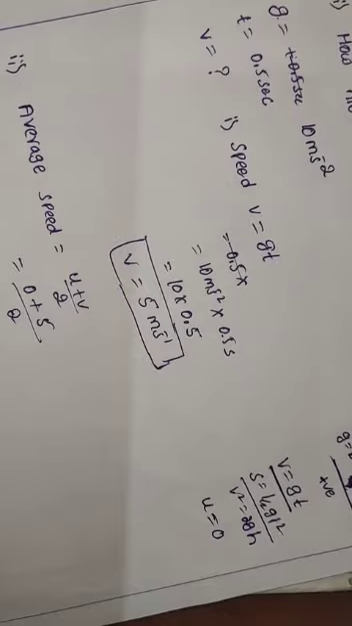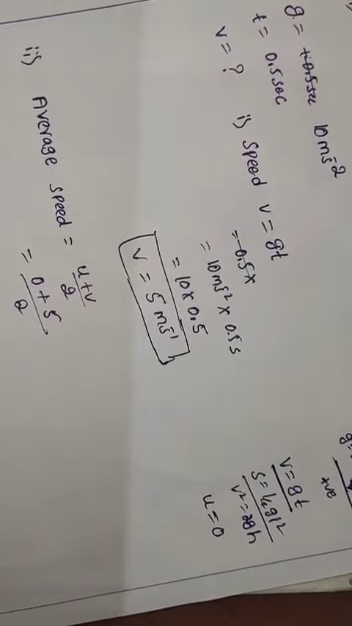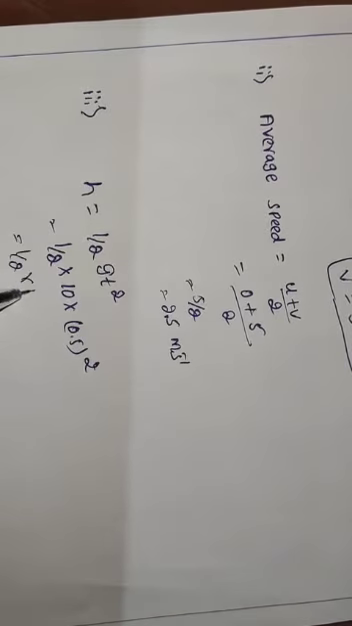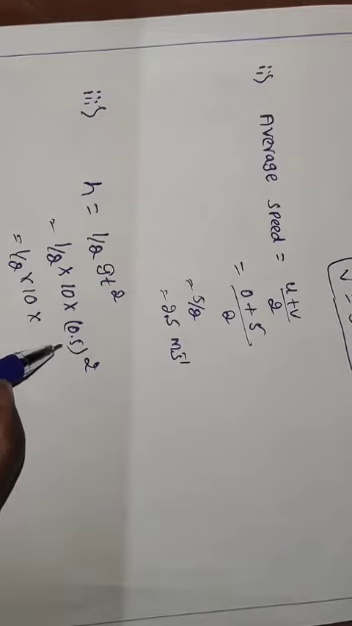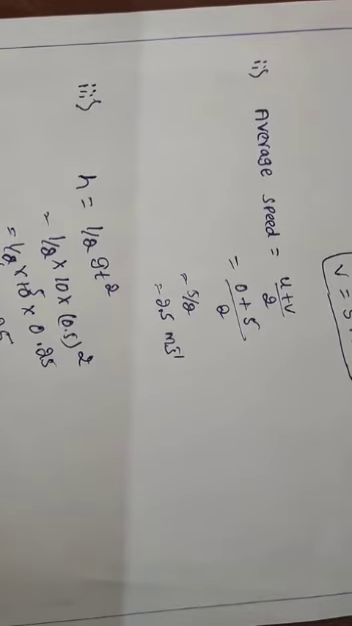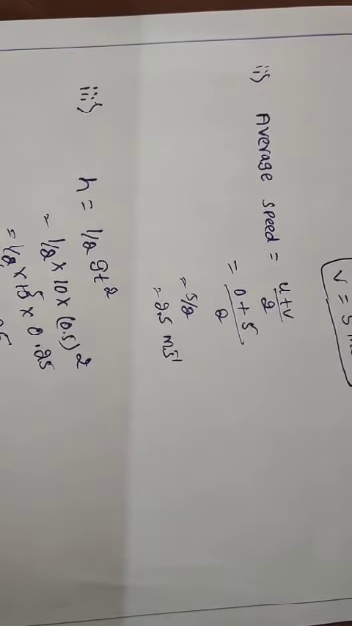Here half into g, which is 10, into time 0.5 seconds, so 0.5 whole square. Now we solve this. It is half into 10 into 0.5 whole square. 0.5 into 0.5 gives 0.25. Now we multiply 5 into 0.25, and we get 1.25 meters. This is the height of the ledge from the ground.